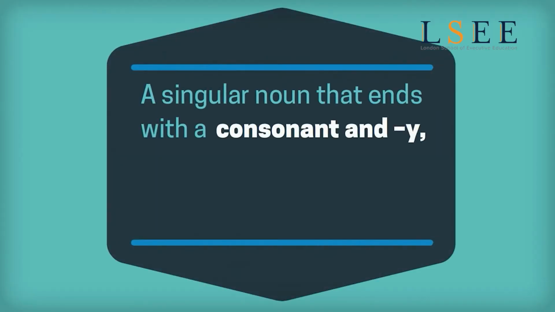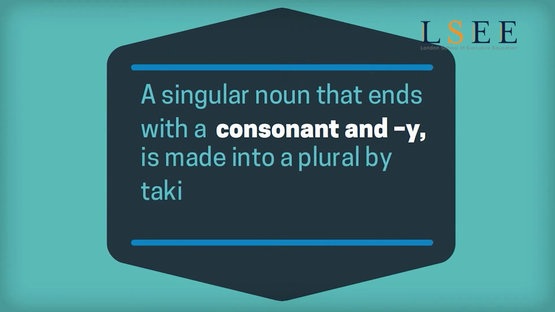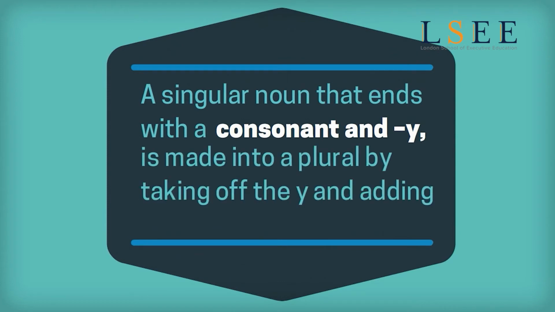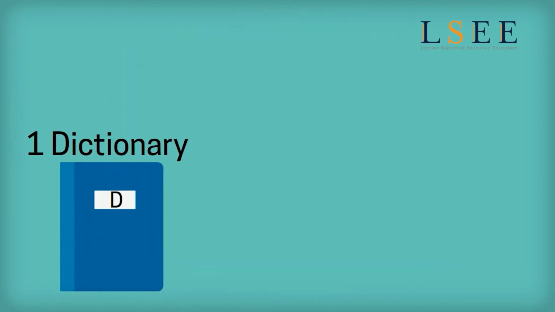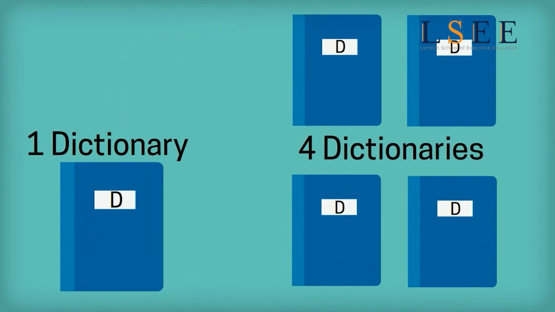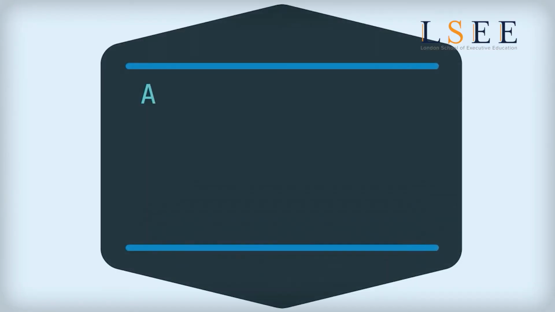A singular noun that ends with a consonant and y is made into a plural by taking off the y and adding ies. 1 dictionary, 4 dictionaries.